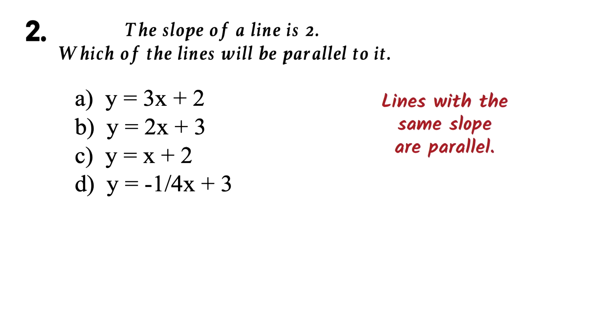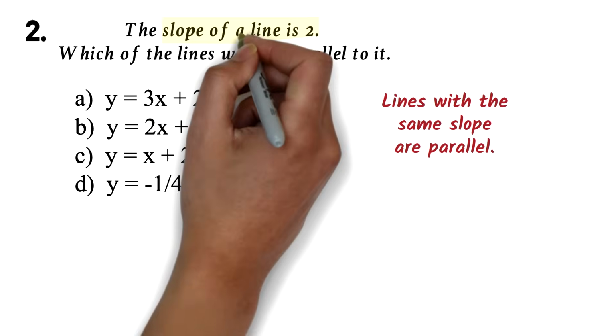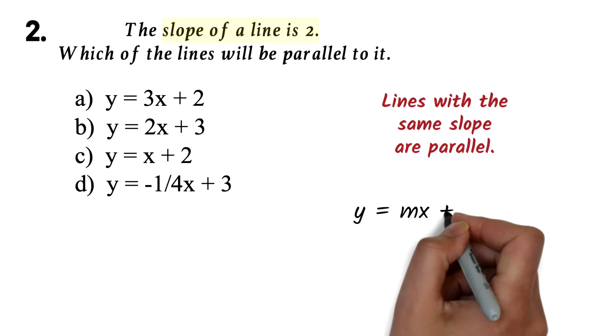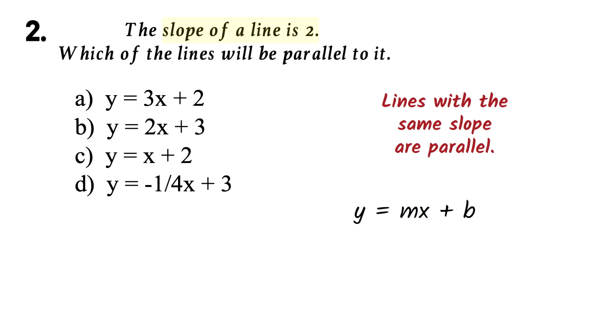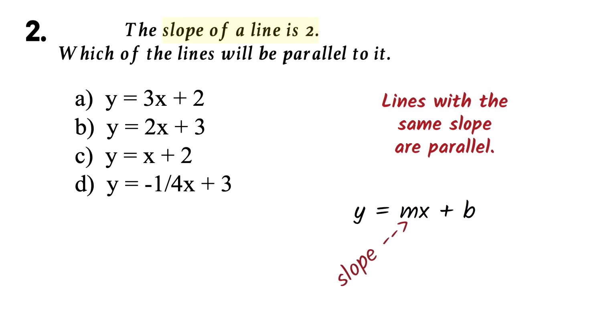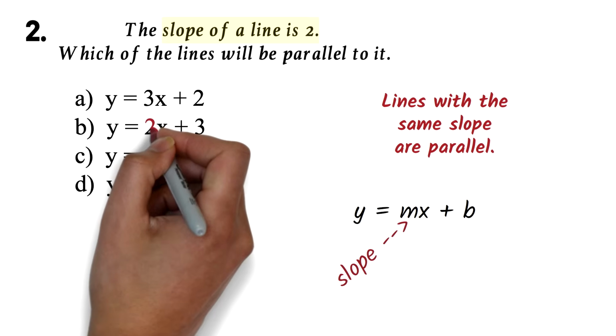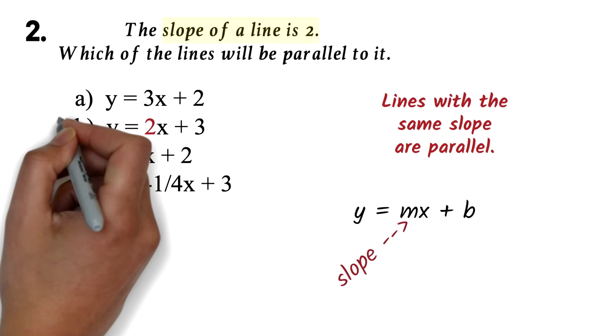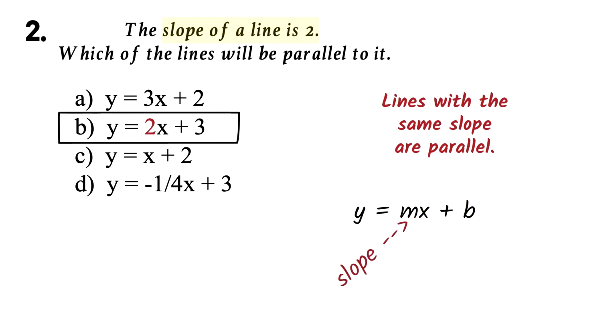Lines with the same slope are parallel. Since the slope of the line is 2, we are basically looking for the answer which also has a slope of 2. All the answers are in the slope-intercept form of the equation of a line. That is, y equals mx plus b. We know from the previous question that in this form, the coefficient of the x, or simply put, what is with the x, is the slope. Choice B has the coefficient of the x to be 2. That means it has the same slope of 2 as the question. Therefore, it is parallel.